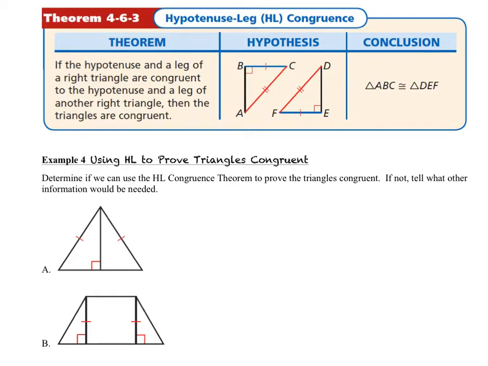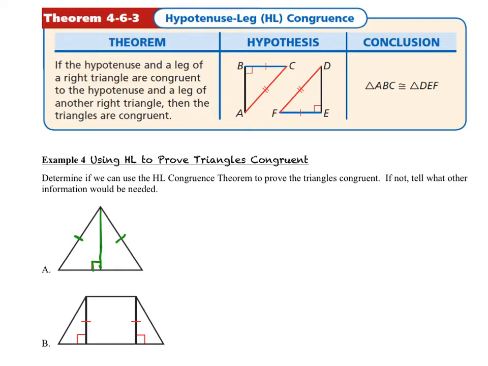So in example 4, our instructions are determine if we can use the hypotenuse-leg congruence theorem to prove triangles are congruent. If not, tell what other information would be needed. So we take a look at our first diagram and we see that we've got congruent sides, we have a shared side, and then we have a right angle. So let's jot down what information we are gathering so far.